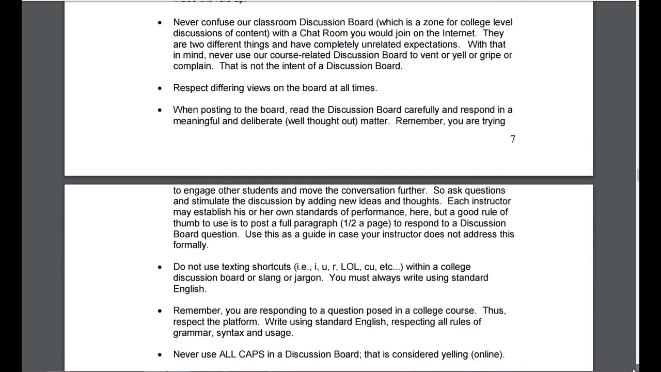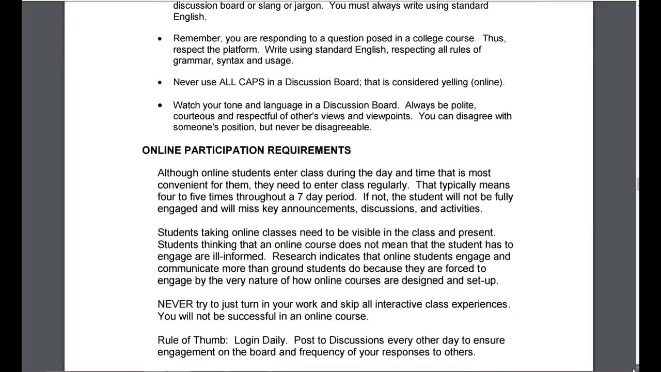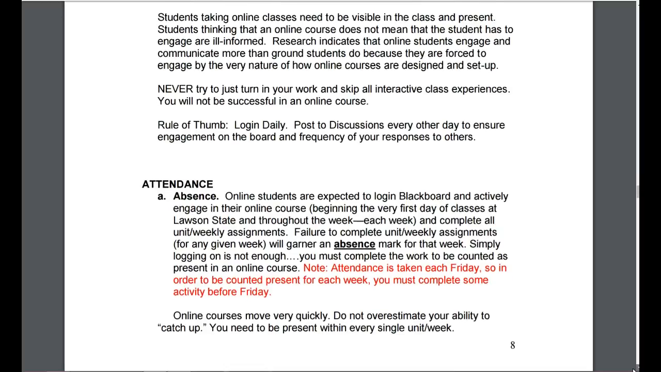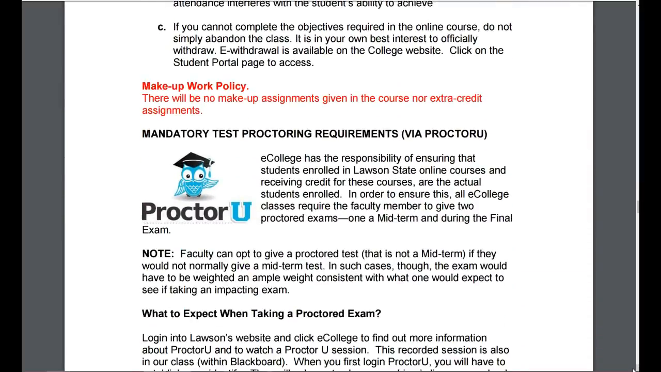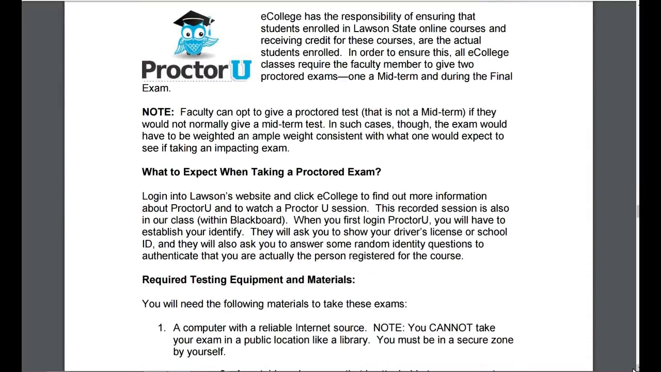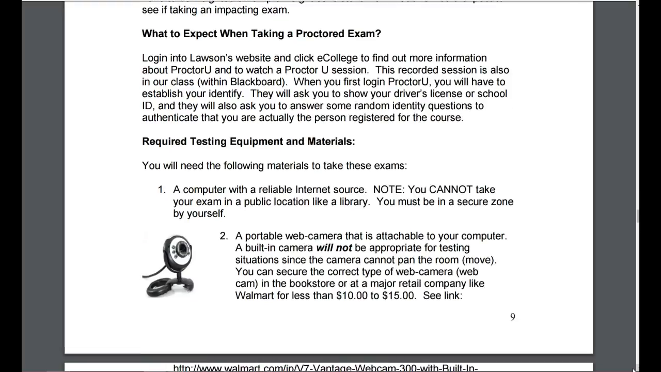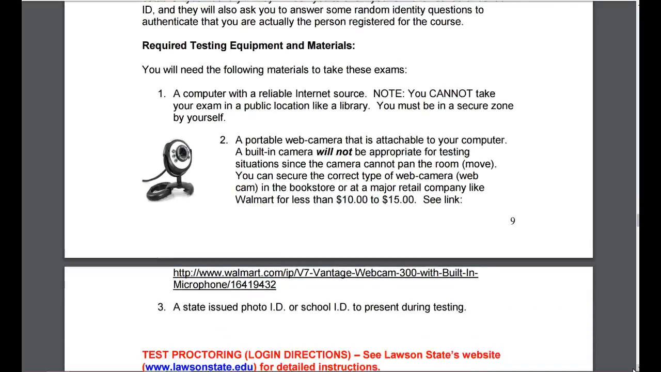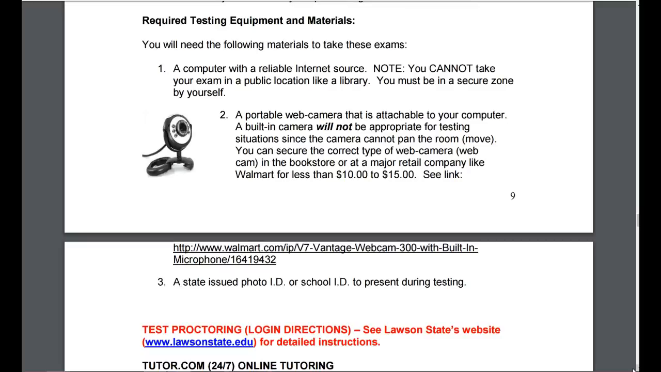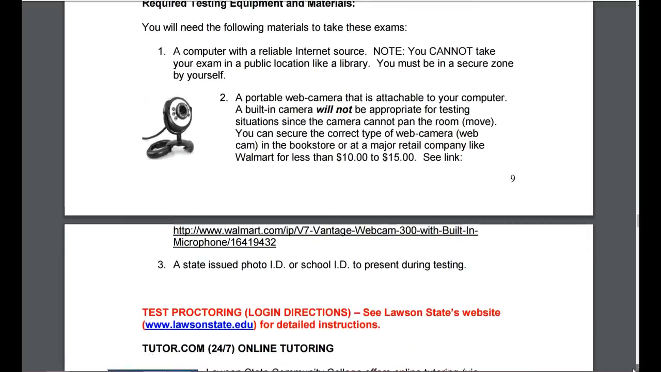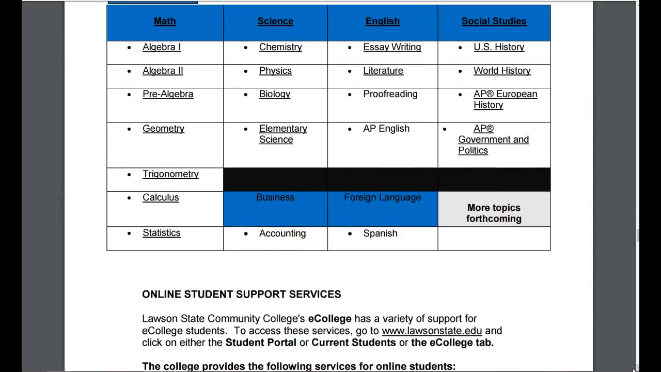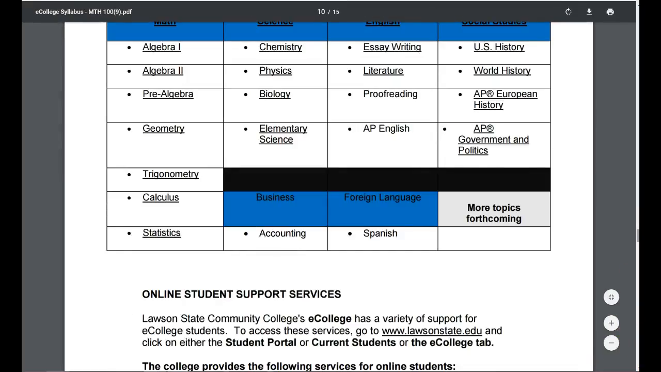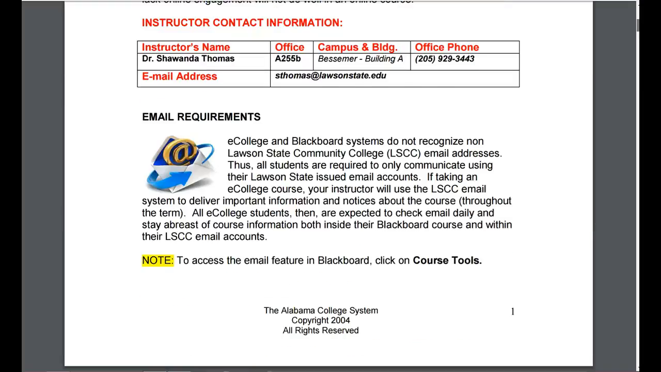Alright, I'm going to allow you to look over the syllabus and read it yourself, and just remember that a syllabus quiz follows after you read all of the details of the syllabus. Remember again, no makeup work is allowed. You need to pay for WebAssign as soon as possible, and we do not meet for this course. That's very important. If you have questions about anything, you can always email me at sthomas@lawsonstate.edu.